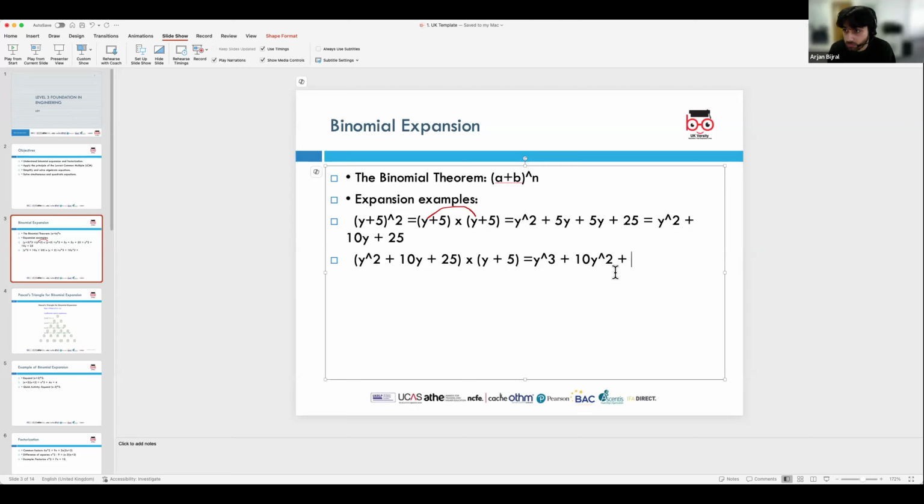And then y times 25. Remember, treat y like 1. So it'd still be 25, wouldn't it? Times it by 25, but you still need the y there, right? So it'd be 25y. Correct. Because we could treat y like 1, it's just 25 times 1, but still write the y. Does that make sense? Right, good stuff.